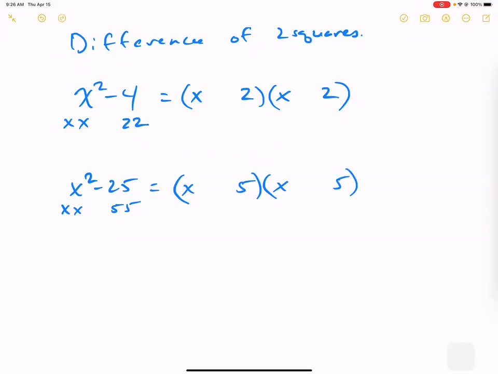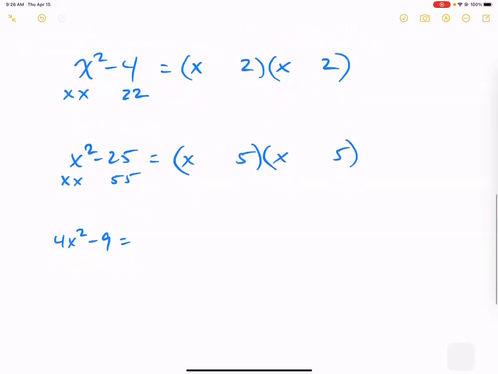Let me do one more for you. 4x squared minus 9. So how do I get 4x squared? Is this a square also? That's 2x times 2x and 3 times 3. So we can write our factors 2x, 2x, and 3 and 3. Hopefully you guys can all see the pattern.